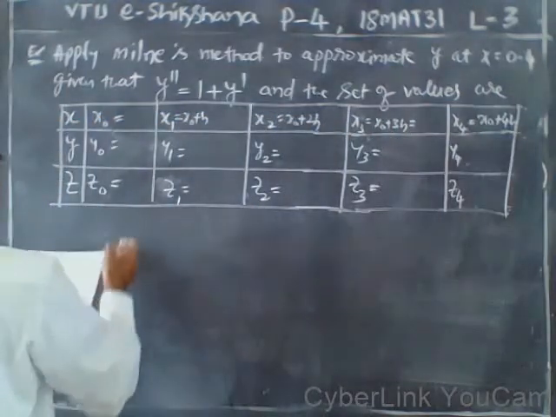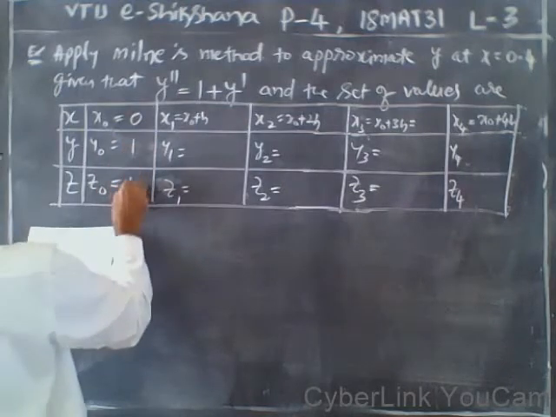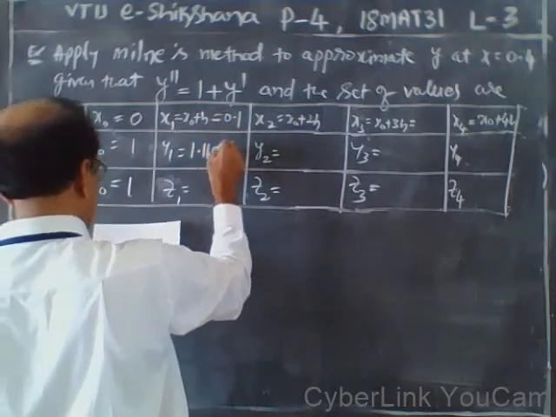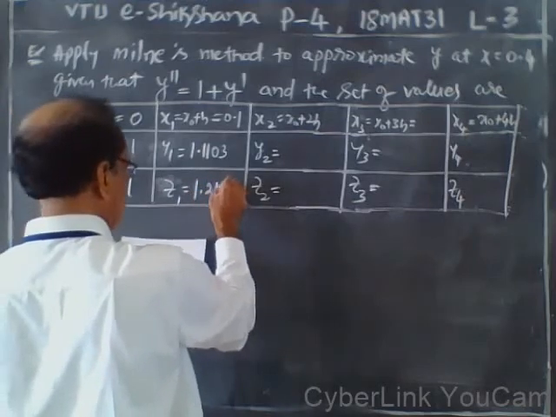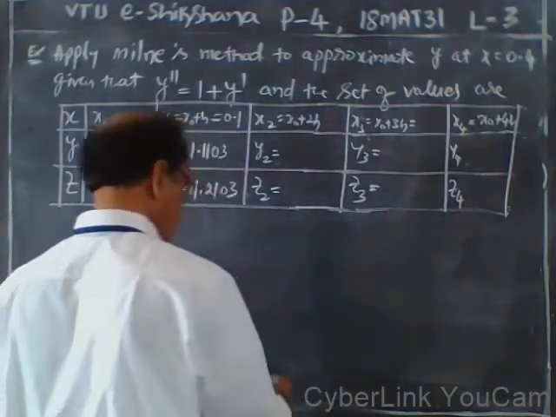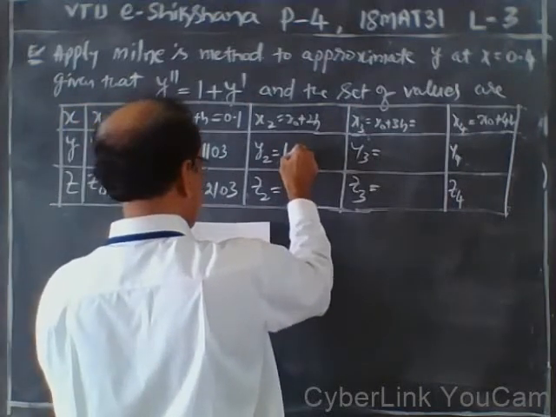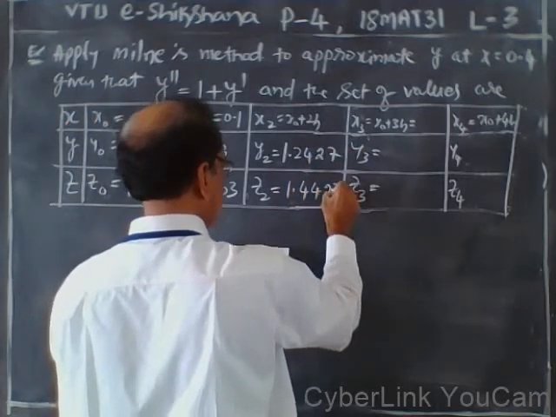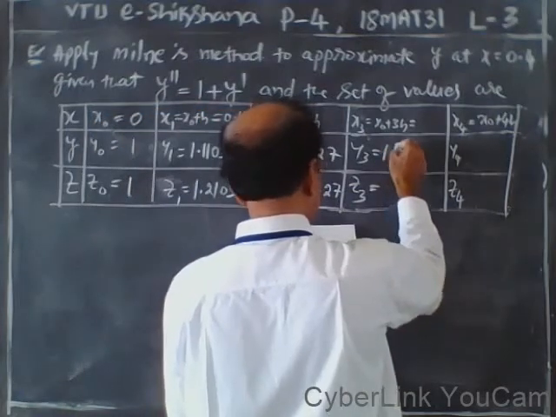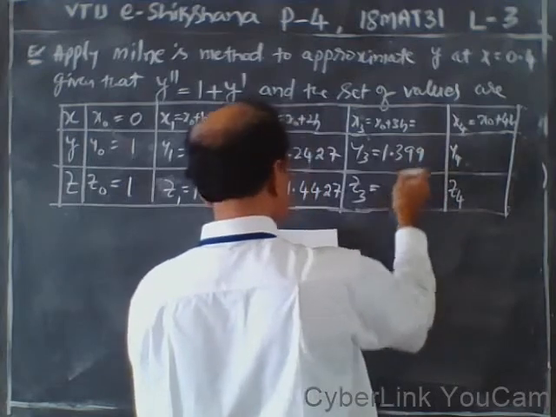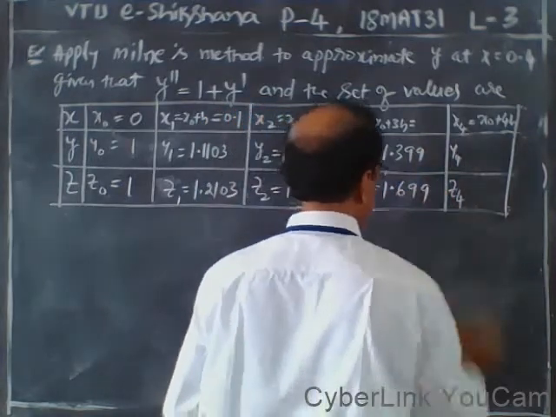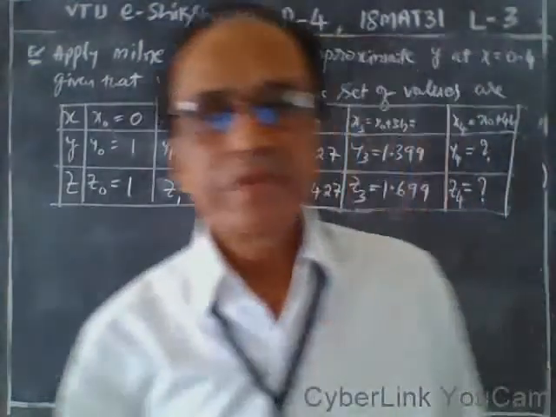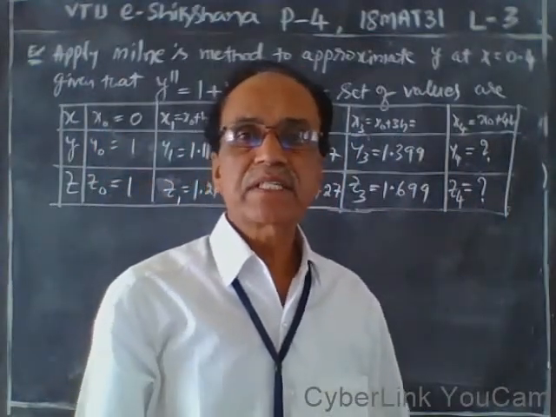That means these values are 0, 1, 1, 0.1, then 1.1103, 1.2103, and y2 1.2427, 1.4427. Next is 1.399, 1.699. So this y4 equal to how much and z4 equal to how much? These values are to be calculated by Milne's predictor corrector method.